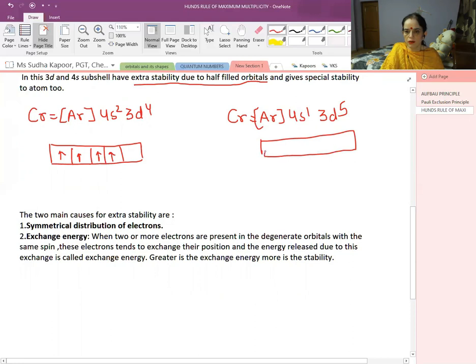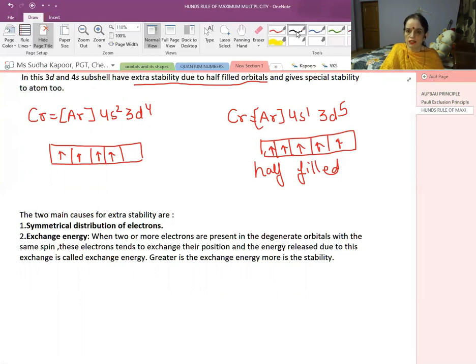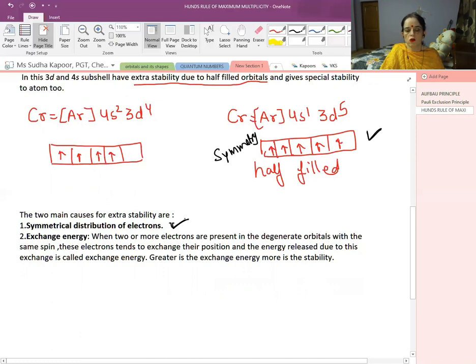The 3d5 is represented like this, all of them are having the singly occupied nature. This is half filled, and due to half filled, you can see that all the spins are aligned in the same direction. It is symmetric in nature. We can very well see that all of these are aligned in the same direction. It is having symmetry. And dear students, symmetry leads to stability. So 3d5 is going to be more stable due to the symmetric distribution of electrons.